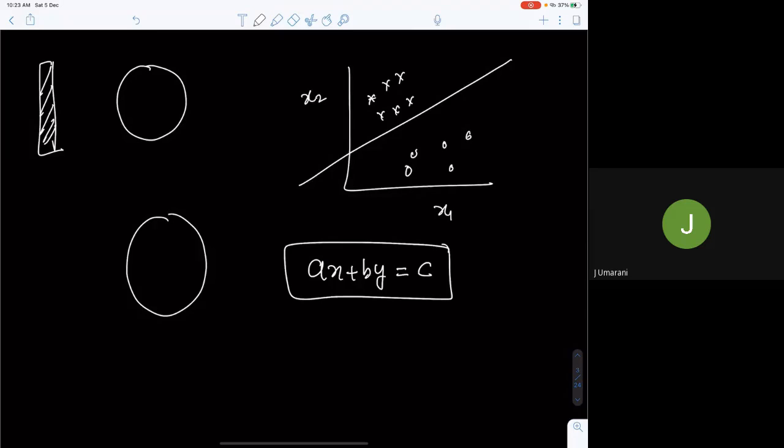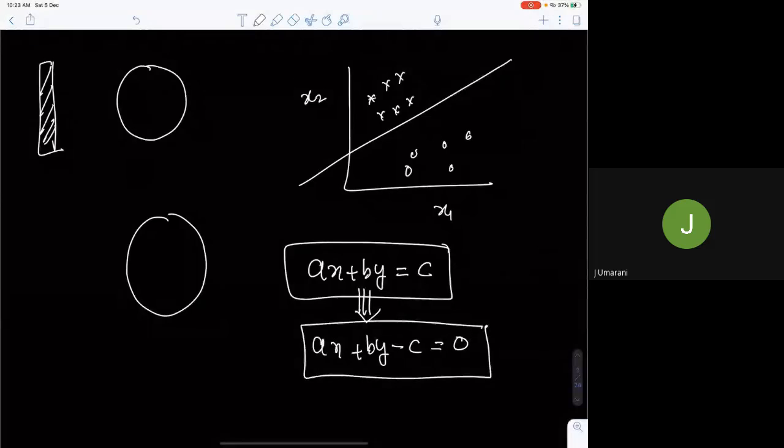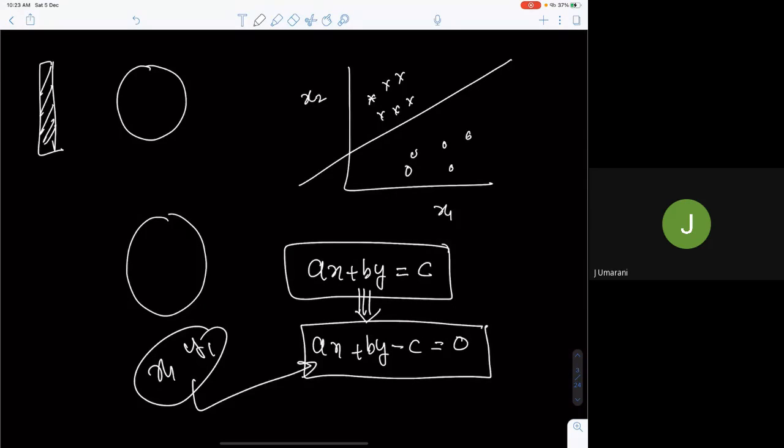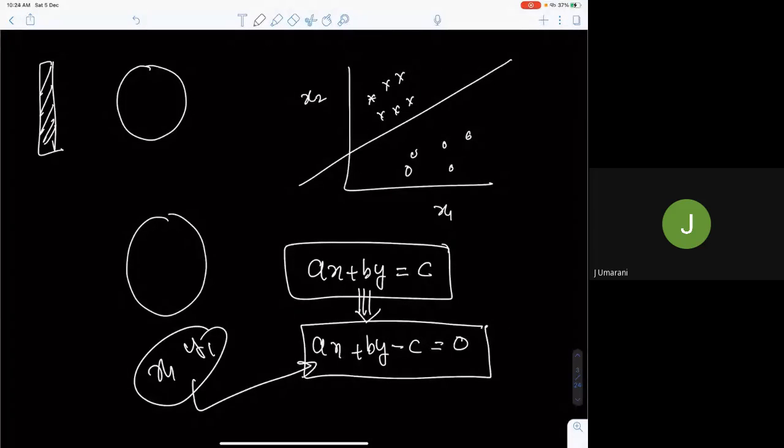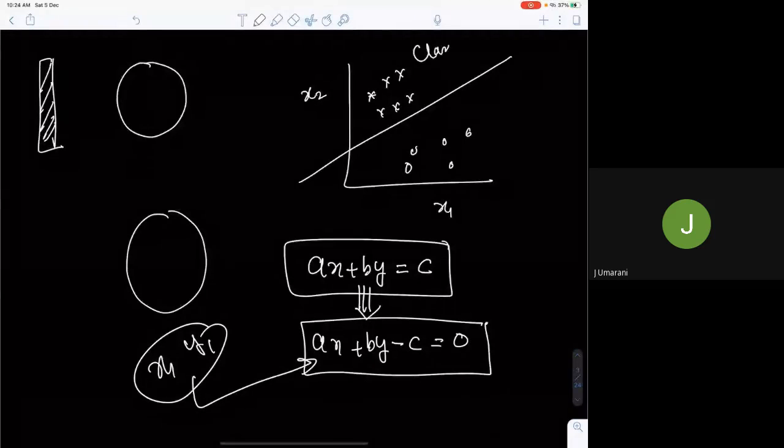Suppose that this is the equation of my line. If I represent it as ax plus by minus c equals 0, it's the same thing. Now if you have a point (x1, y1), you place it into that equation and see whether the result is positive or negative, and that tells you whether it belongs to class A or class B.